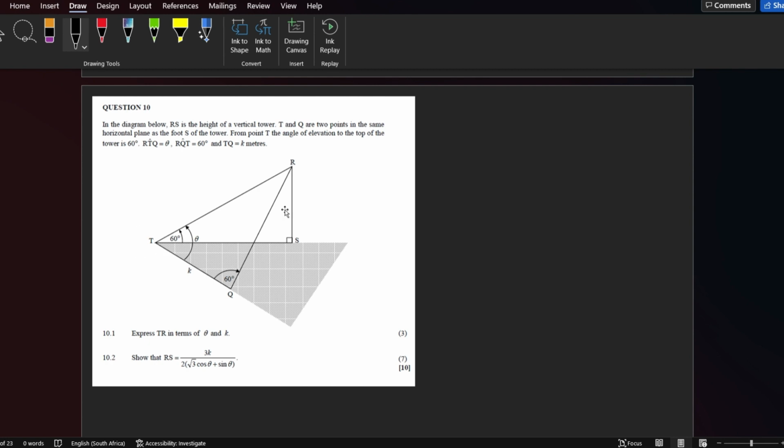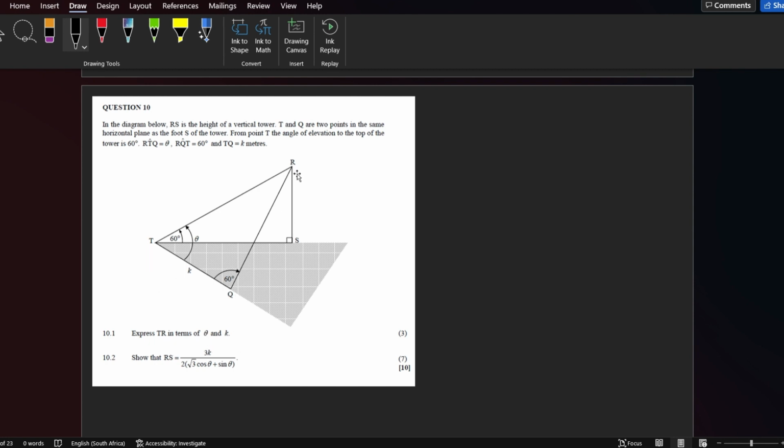Now, firstly, we see that TR is a common length to two triangles. It's a length which forms part of this right angle triangle, and it's a length which forms part of this triangle here, which is not a right angle triangle. They wanted TR in terms of theta and K, and we see theta and K is part of this triangle, which is not a right angle triangle. Therefore, we will be using this triangle to solve for TR in terms of theta and K.